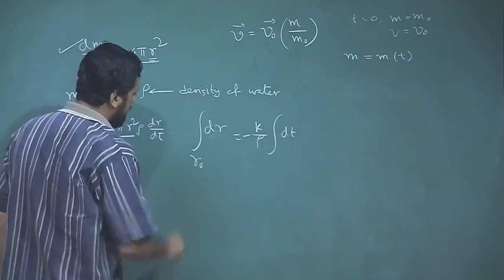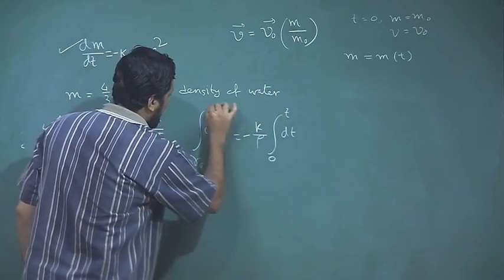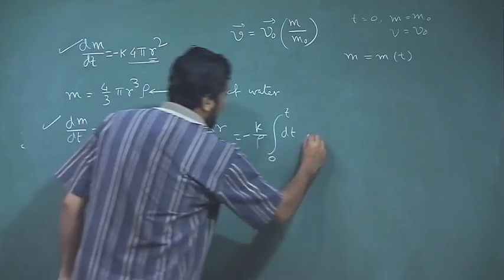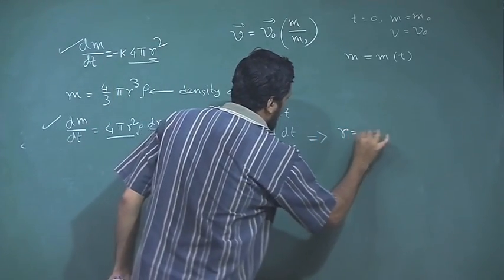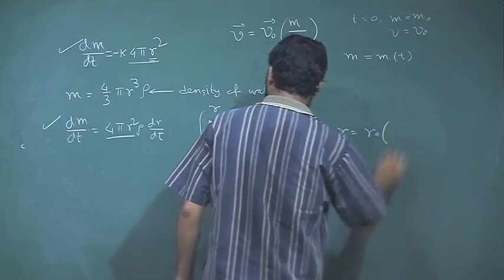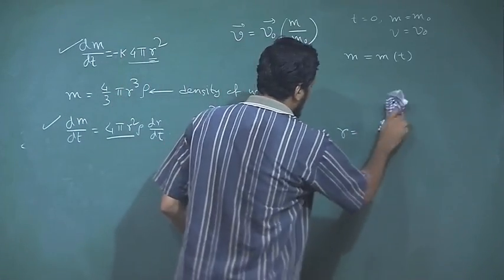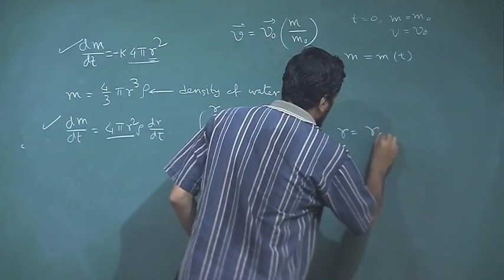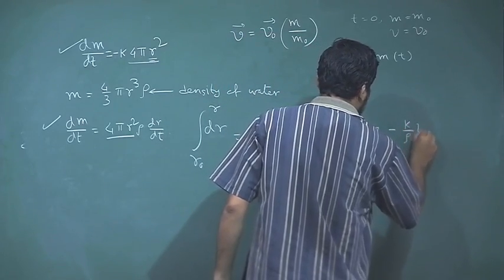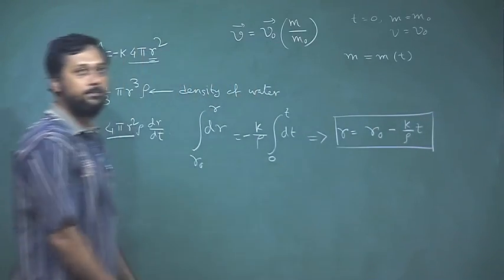At time t equal to 0, we have a radius r0. At time t, we have a radius r. So, this integration gives us a relation which is essentially r minus r0 equal to minus k by rho t. So, this is a relation which we have in hand.